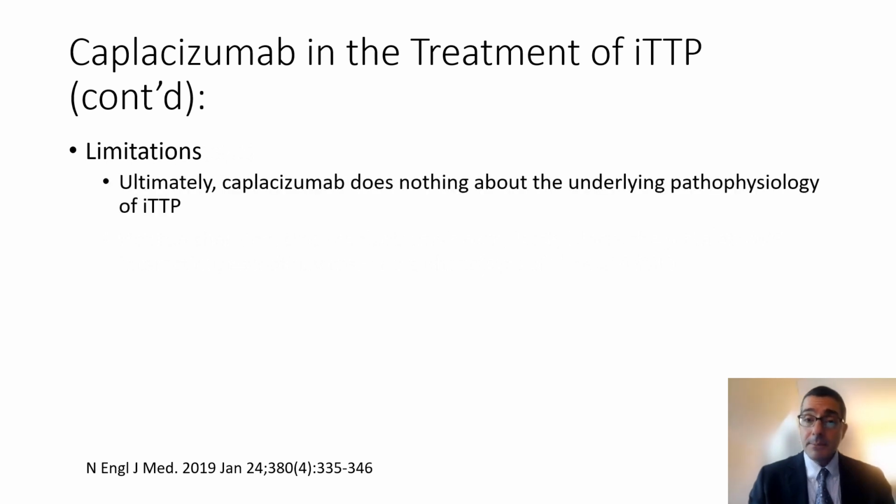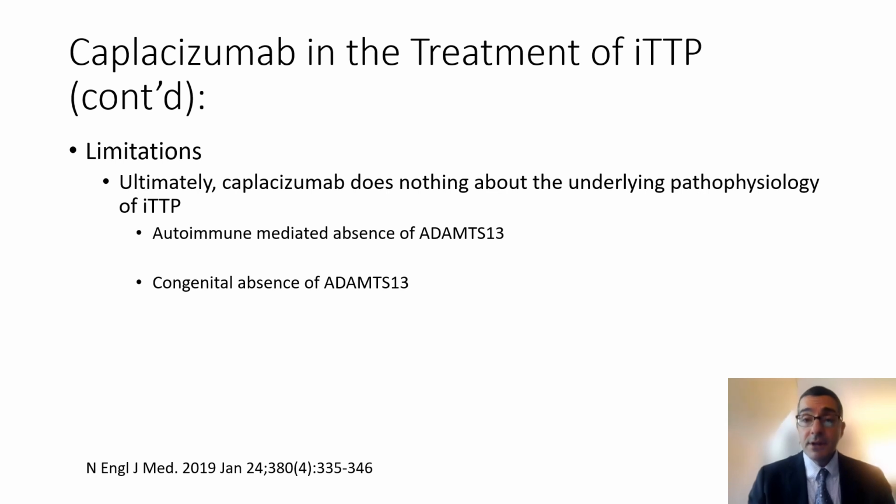But ultimately, the biggest drawback to the use of caplacizumab is that it does nothing about the underlying pathophysiology of TTP. It does nothing about the absence of ADAMTS13. It does nothing about the immune-mediated absence of it. So if you don't squash the immune system, we're still back to where we started. And of course, it does nothing about congenital TTP.